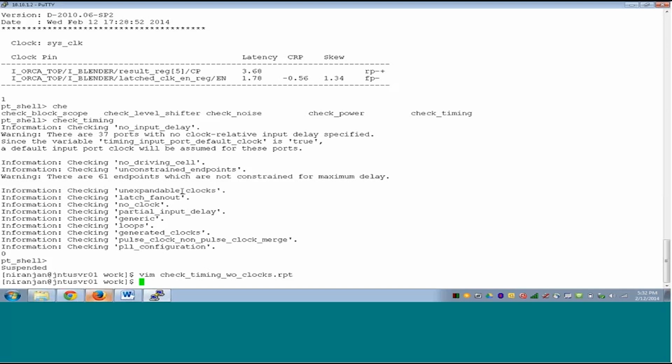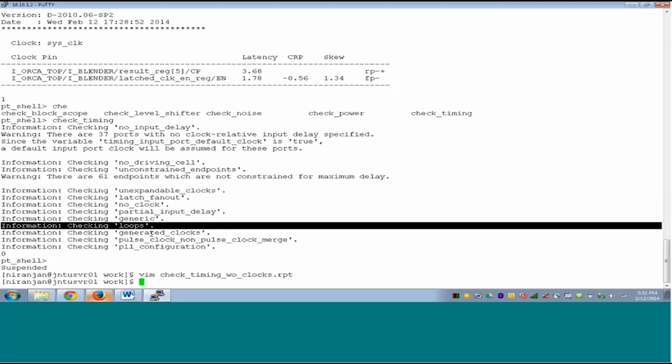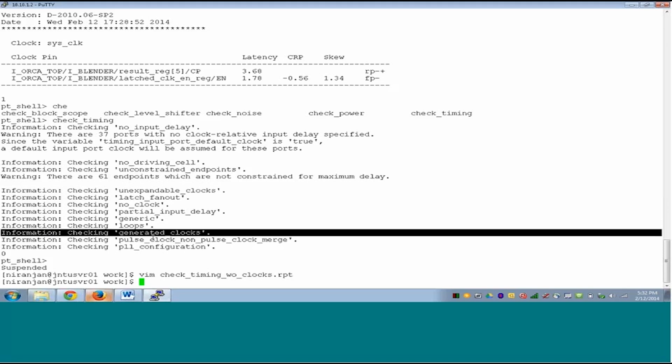So this will give combination loops warnings here. It will give generated clock related and other warnings here. So you need to make sure that the check timing report is clean. You understand all the warnings here before proceeding to the timing reports.